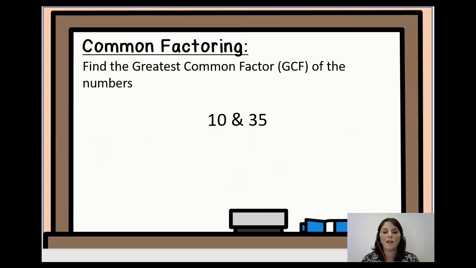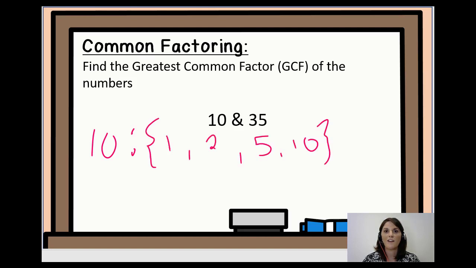Okay, the next example, find the greatest common factor of 10 and 35. Go ahead and make your list. Okay, so the factors of 10 are 1 and 10, 2 and 5. So those are the numbers that multiply to give 10.